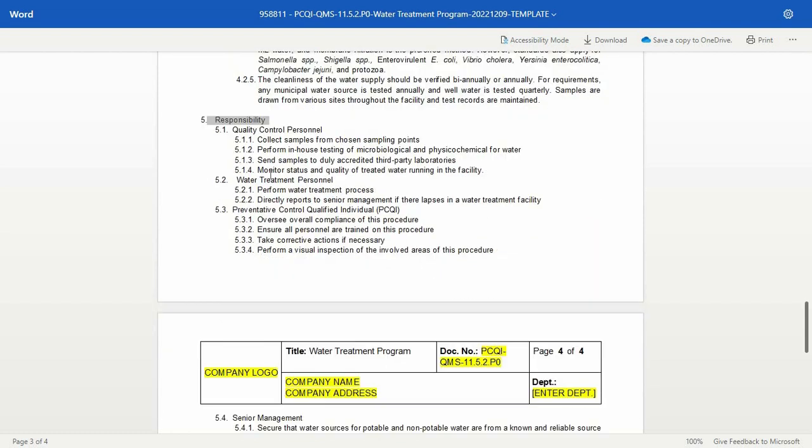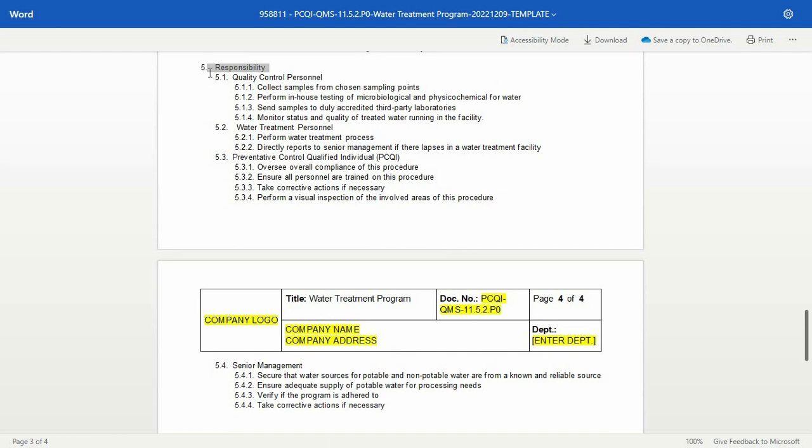Fifth is responsibility. The responsibility of the person is indicated. It covers what to perform to comply with the procedure or the policy. For the quality control personnel, collect samples from chosen sampling points. Perform in-house testing of microbiological and physicochemical for water. Send samples to duly accredited third-party laboratories. And monitor status and quality of treated water running in the facility.